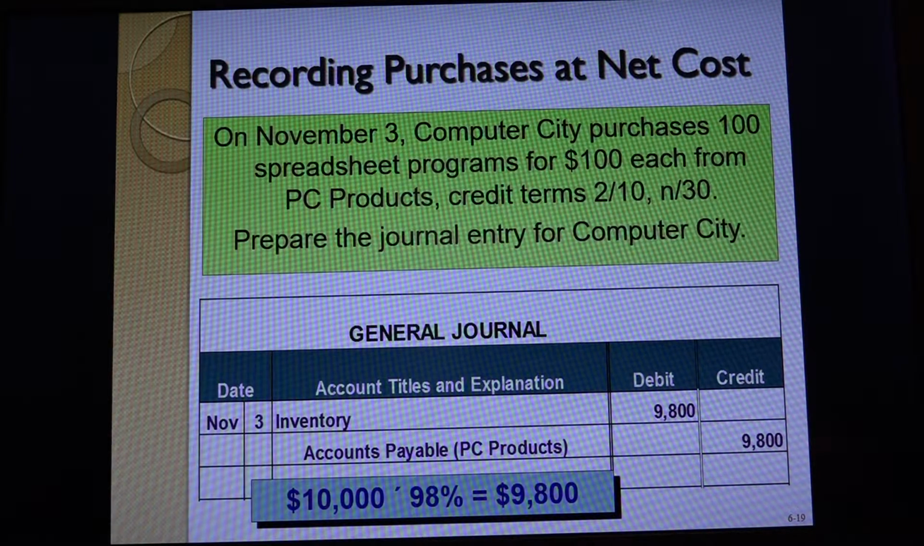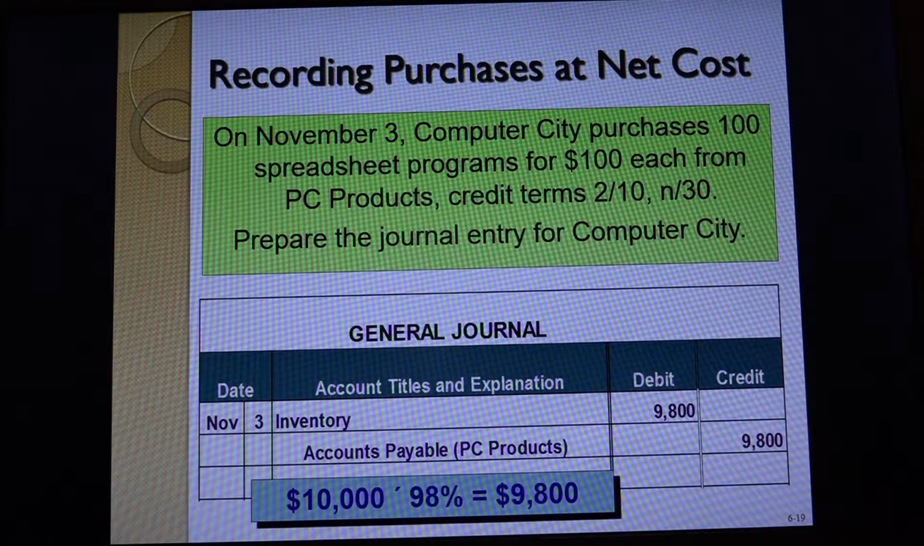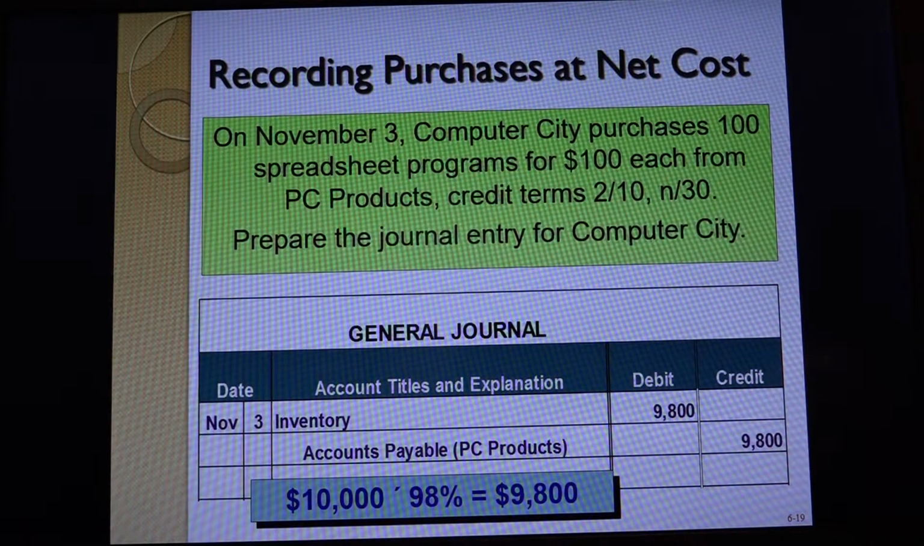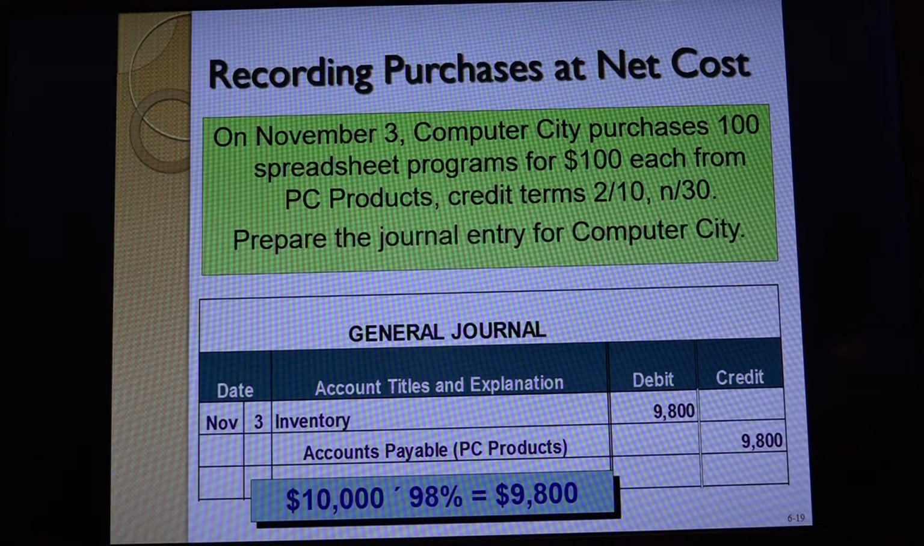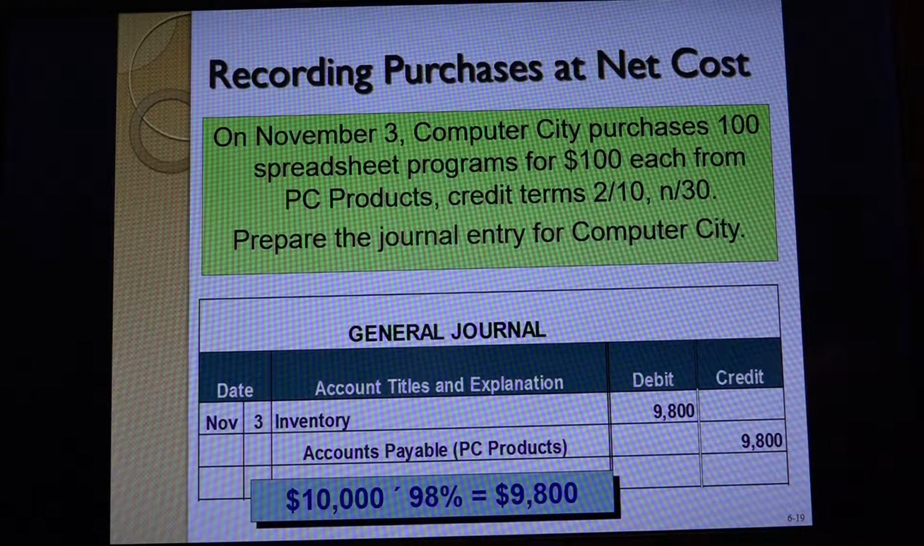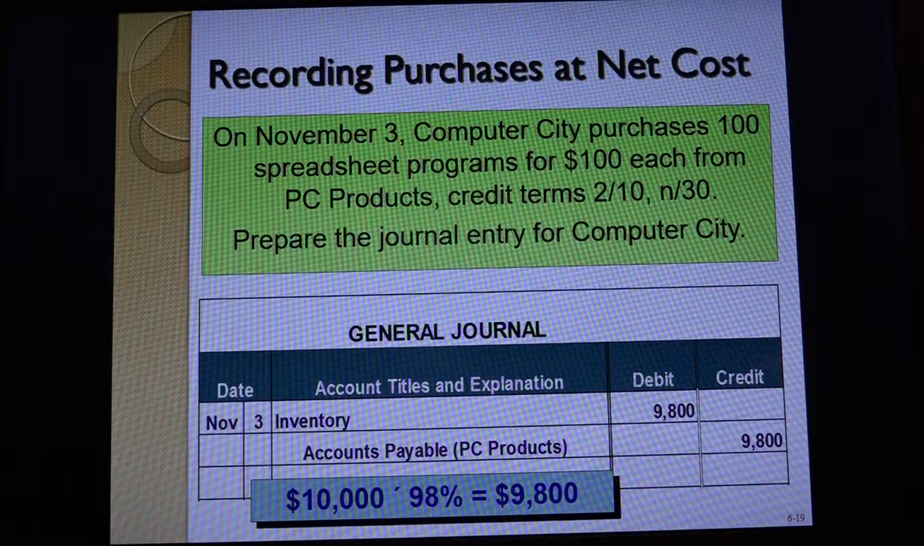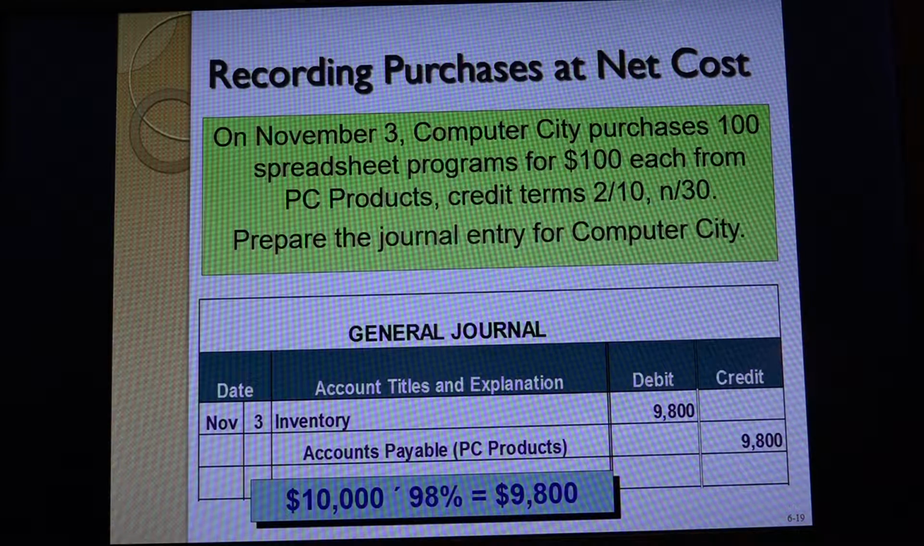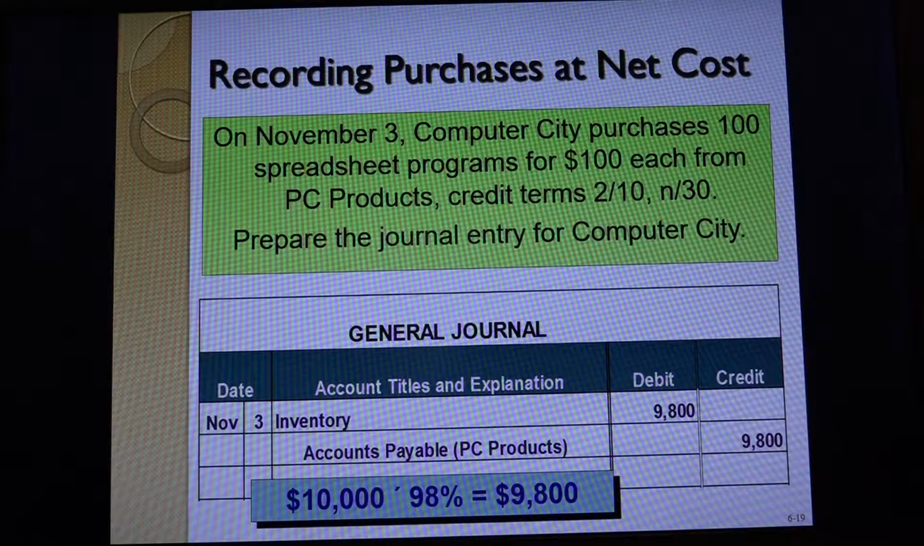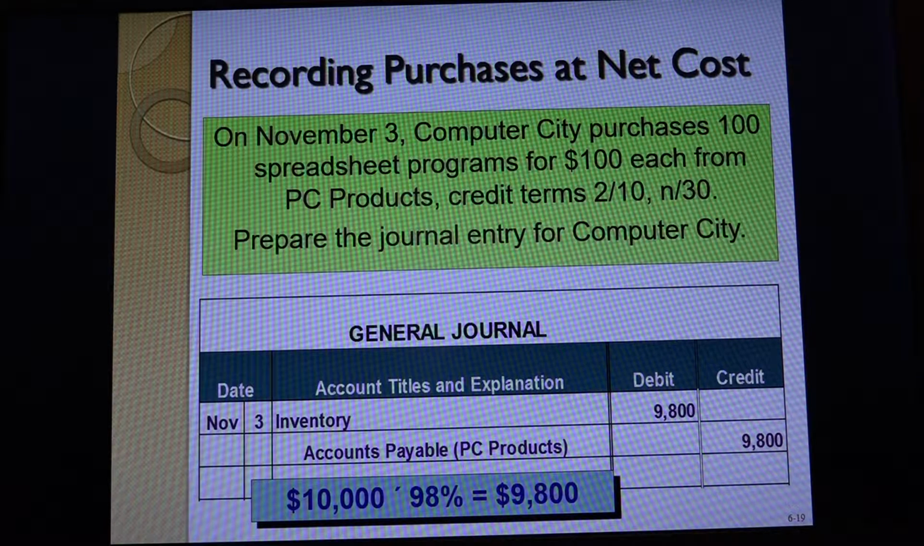Computer City purchases 100 spreadsheet programs for $100 each, so $10,000, from PC Product, credit terms 2/10 net 30. And so here we're asked to prepare the journal entry for Computer City, the purchaser of the items. And so if we know that we're going to pay within the 10 days and take the discount, we could just record the cost of the inventory at its net amount that we're going to pay.